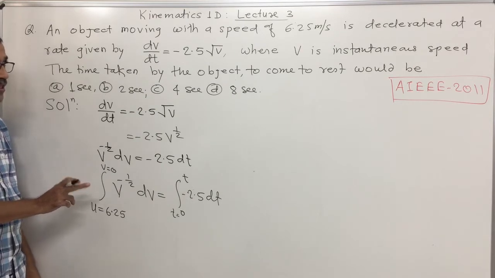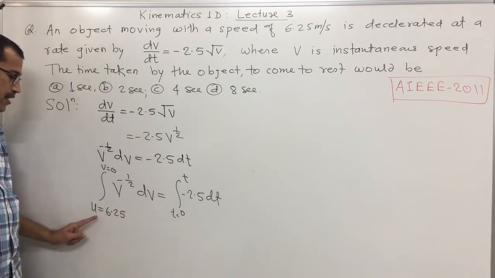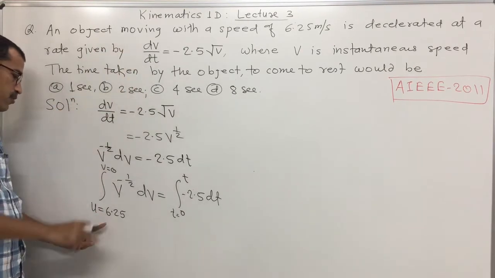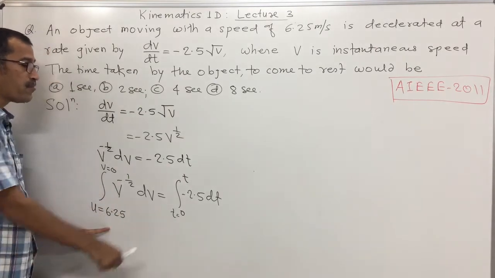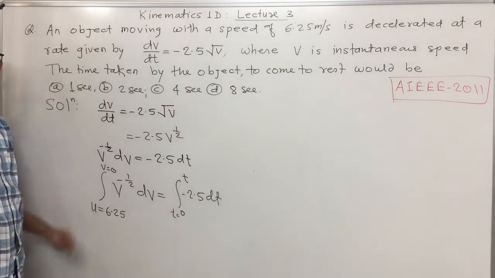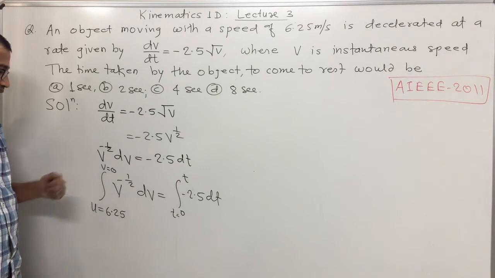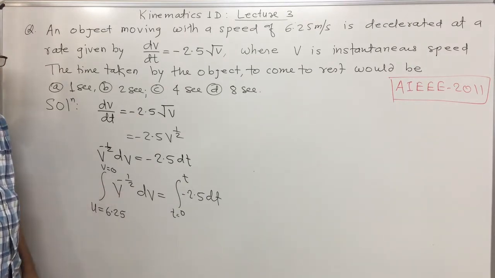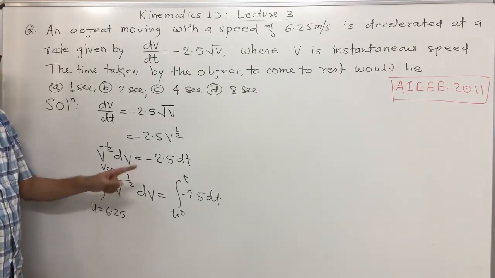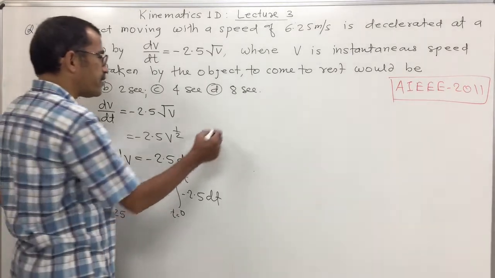Limits of integration, right? What is given accordingly? Initial velocity is not 0, it is 6.25 at t equal to 0. Find out time t when velocity will be 0. Okay. Now we'll integrate it. v raised to minus half, that means what will it become? Minus half plus 1, so plus half, right?